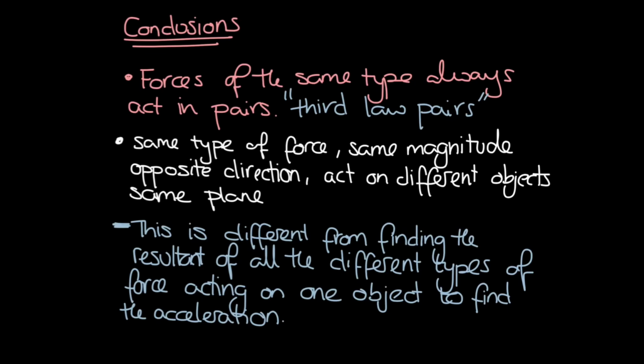So in conclusion, forces of the same type always act in pairs, third law pairs. You'll never get one force acting by itself, there's always a third law pair of that force. The same type of force, same magnitude, opposite direction, acting on different objects in the same plane. Those are the criteria to check that you've got the correct third law pairs. Always run through them when you're trying to identify them. And this is different from finding the resultant of all the different types of forces acting on one object to find the acceleration. So bring any questions to the lesson and go back through the video again if you think it would help.